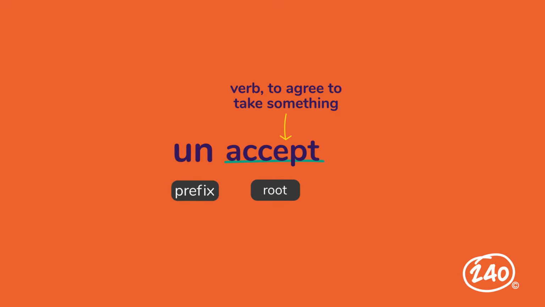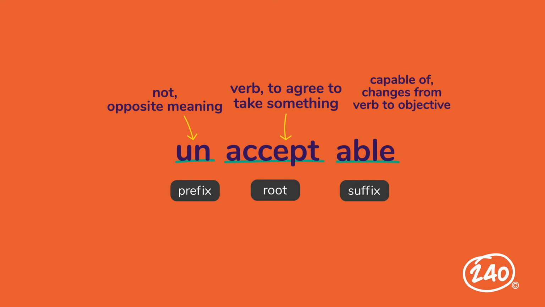Let's look at the word accept, which is to agree to take something. That can be a root. If we add the prefix un, that flips the meaning. And if we add the suffix able, that changes the overall word to an adjective. And again, you'll often see these paired with a reading where it asks for the right student answer. And that's it for reading.